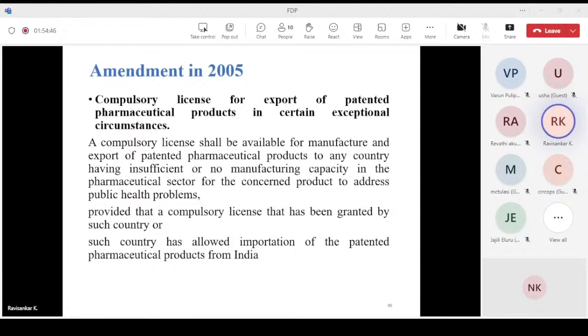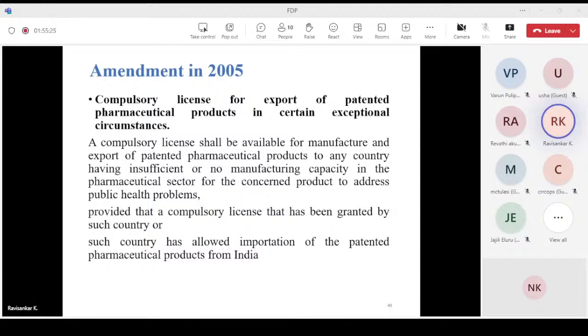After 2002, again in 2005, they made some amendments, out of which one is compulsory license for export of patented products in certain exceptional circumstances. So this compulsory license shall be available for manufacture of and export of patented products to any country having insufficient or no manufacturing capacity in the pharmaceutical sector for the concerned product to address public health problems, provided that compulsory license has been granted by such country or such country has allowed importation of patented products from India.